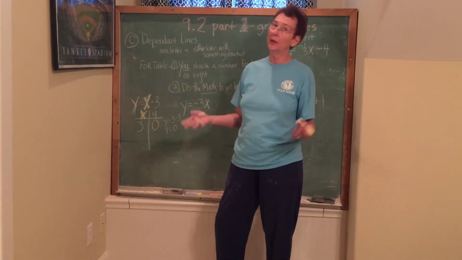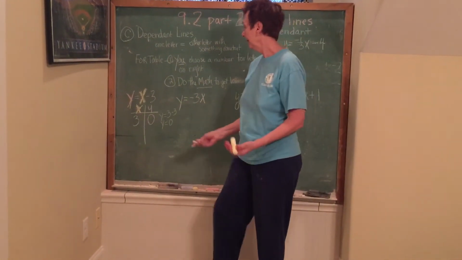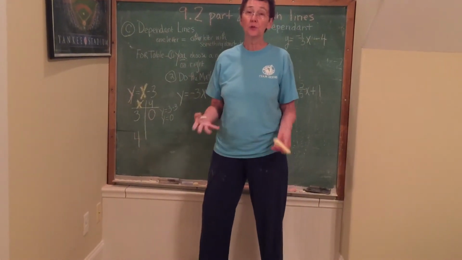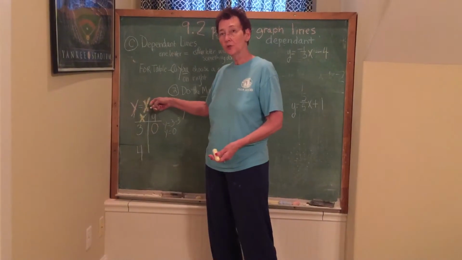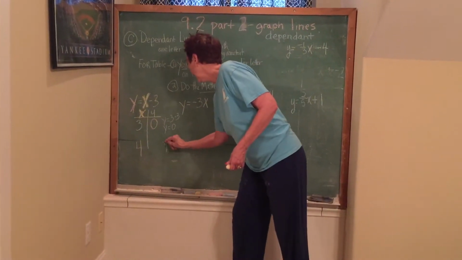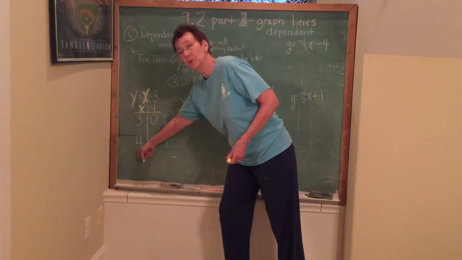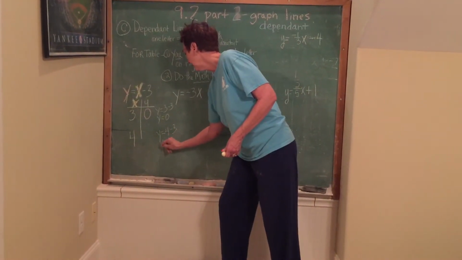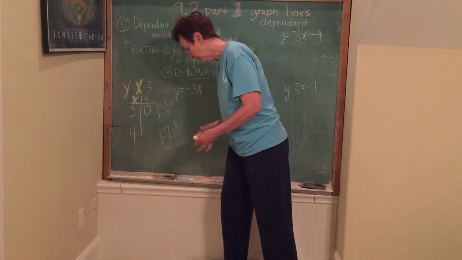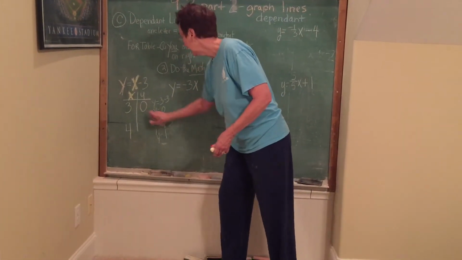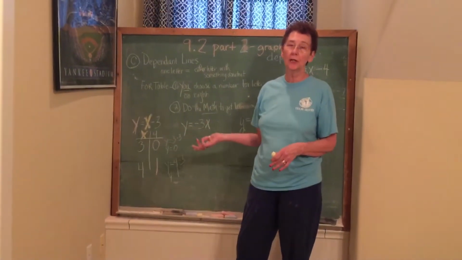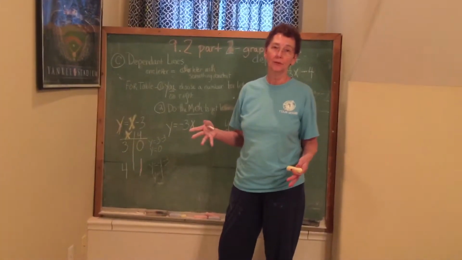Well, that's only one point. I got to pick another one. Let's say I pick 4. Okay? If I choose 4 for x, I'm going to go to the same equation. y is equal to x, which we said was 4, minus 3. That tells me that y is 1. So now I have 2 pairs that would work in that equation, and I'm ready to graph them.